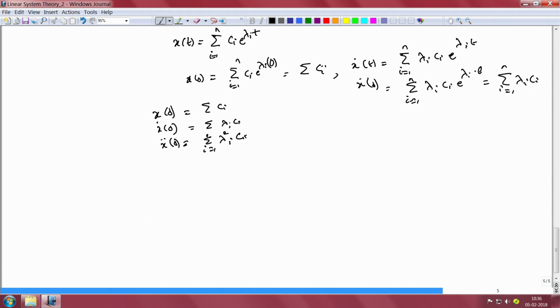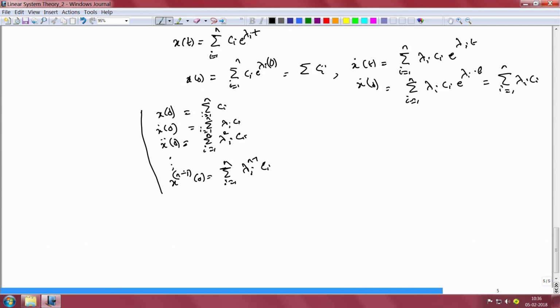In all cases i goes from 1 to n, all the way down to x^(n-1) derivative of 0, that will be equal to sigma lambda_i power n minus 1 C_i, i going from 1 to n. Now we have n specified values on the left hand side, x of 0, x dot of 0 and so on, these are the n specified values, and C1 to Cn are the n unknowns, and we have n algebraic equations.